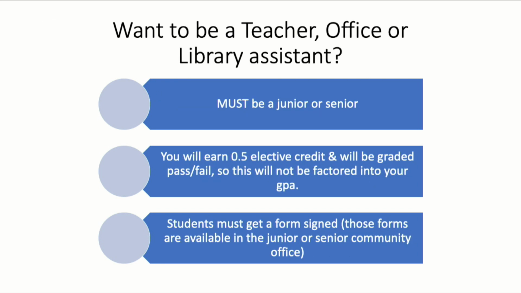If you are currently a sophomore or a junior, so you'll be a junior or a senior next year, you can be a teacher, office, or library assistant. You will earn half an elective credit, and it will be a pass-fail class, so it won't be factored into your GPA. If this is something that you're interested in, you need to get a form from the counseling office, take that to the teacher who you're interested in being an aide for, or the office or library. You need to get that signed and then return it to your counselor. And once we're working on schedules, we will make those adjustments if you are able to be the assistant.